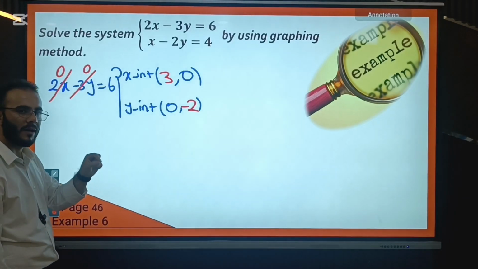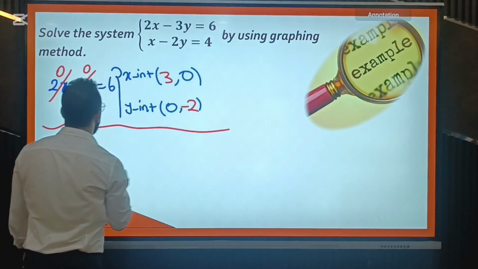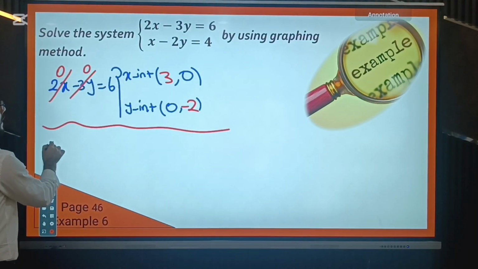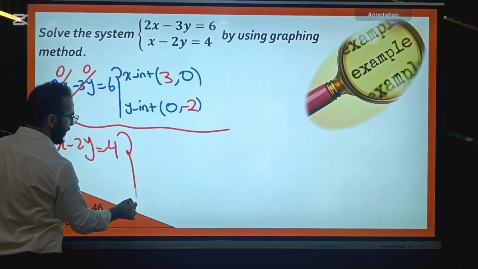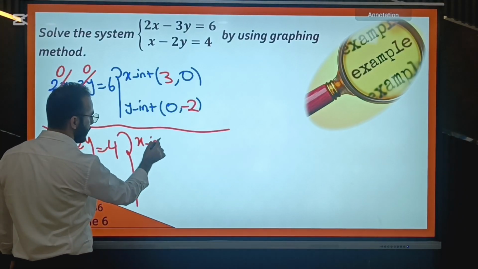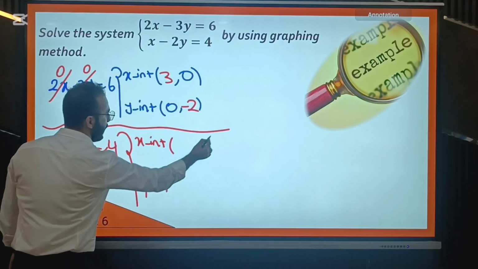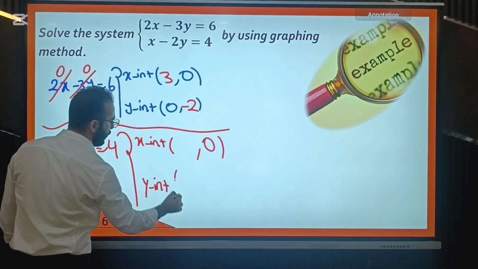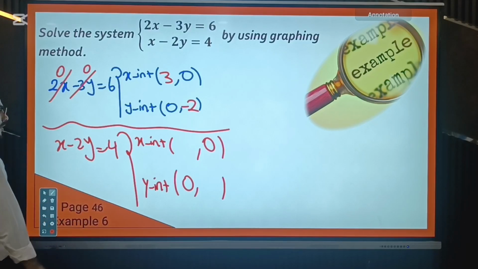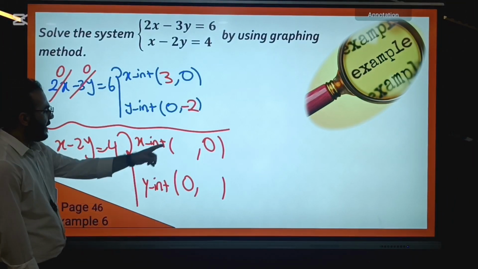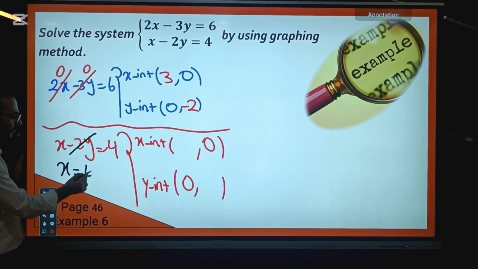You have to find the same thing for the second equation. Okay, let's just do it. The second equation is x minus 2y equals 4. So find the x-intercept and y-intercept. In x-intercept, y is 0. In y-intercept, x is 0. Perfect. So let's make y 0. If you make y 0, in that case, x would be 4.